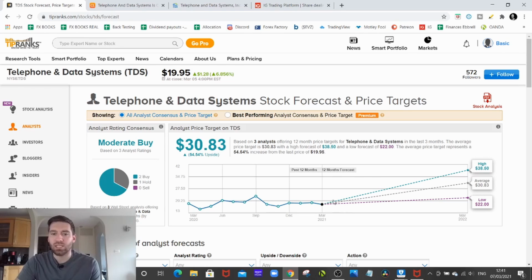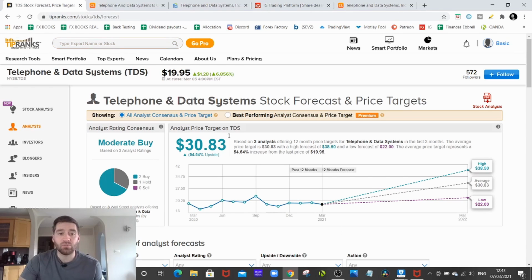And we've got a 12-month forecast here with analysts predicting an average of $30.83, a high of $38.50, which is a massive growth from the $19 or nearly $20 that we're at now, nearly 100%. So we've got a 54.54% upside from these analysts. They really believe it should be back up to the 30s, up to say the $38 mark, where it has been for the vast majority of 2019, I think it was. And even at the low, we've got 22, which is still an upside, an increase of around 10% anyway, which is not to be sniffed at.